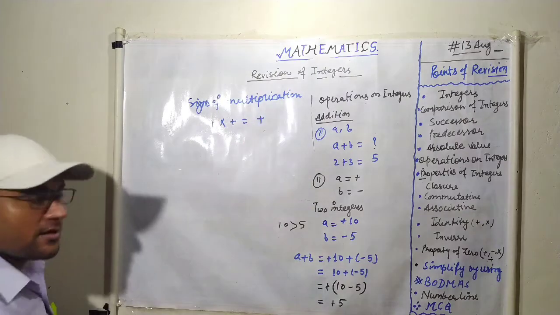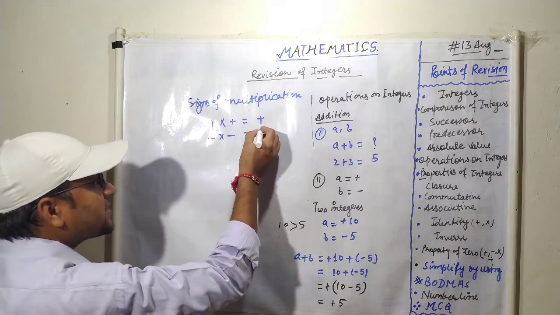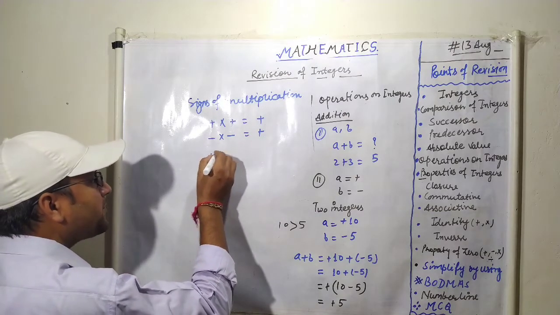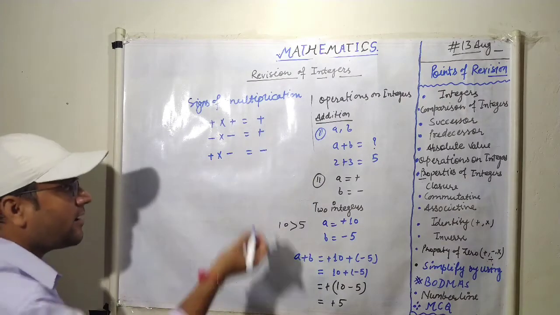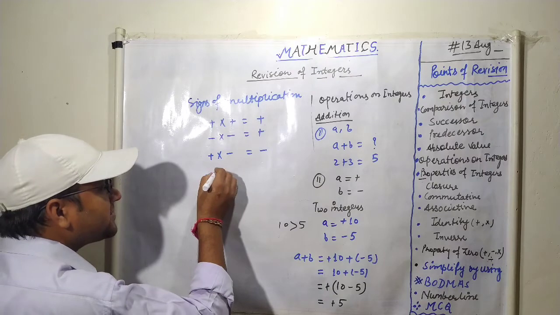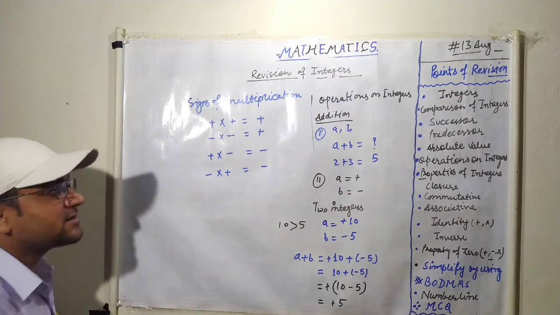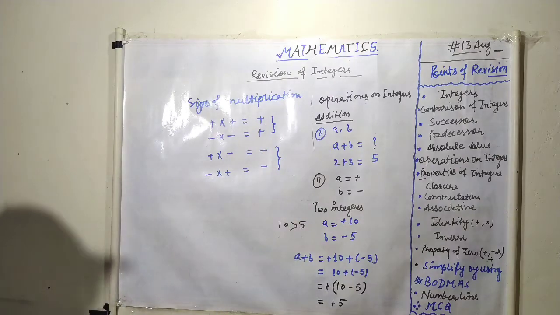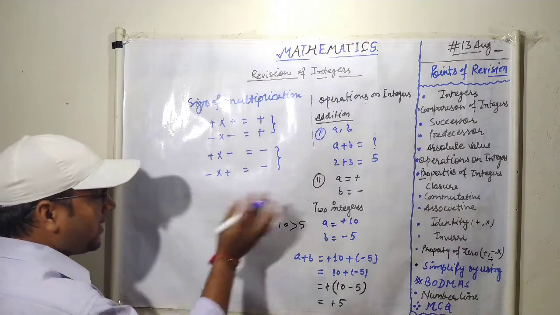This plus. And when you multiply minus into minus, in this case also you will get plus. But when you multiply plus into minus, you always get a minus sign. Or when you multiply minus into plus, in this case also you will get a minus sign. So in two cases you will get a positive, and in two cases you will get a negative value.